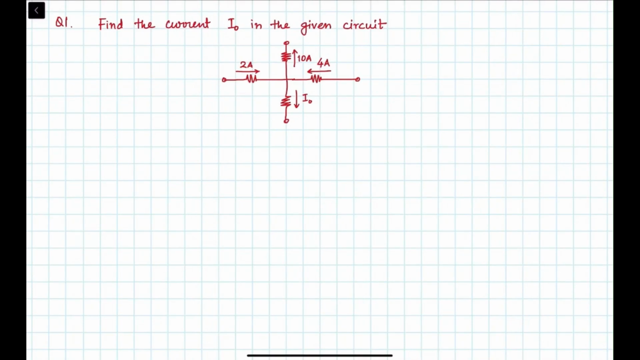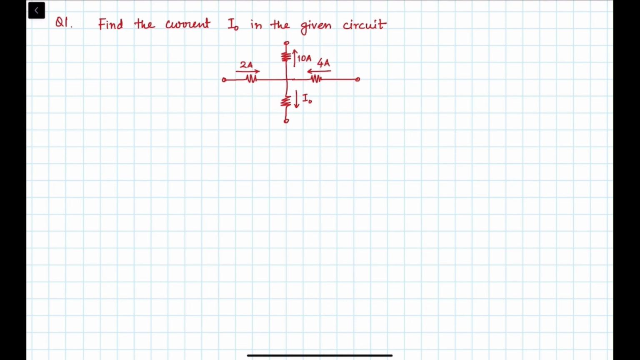Hello everyone. Today we have a problem from circuit theory, and I have chosen a topic which is very important, and you can expect a lot of questions and applications in other questions of this concept. So I am starting with a very simple problem first. As you see in the diagram, you have to find the current I naught here.